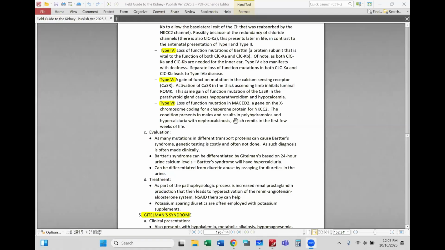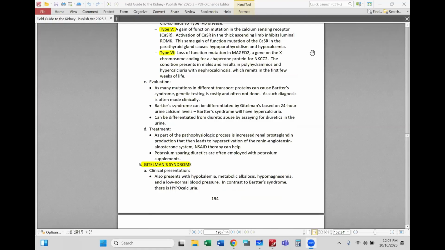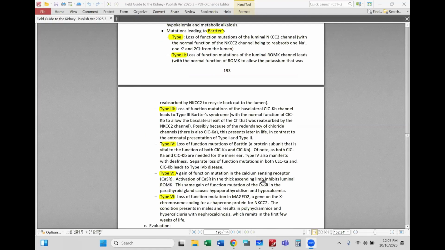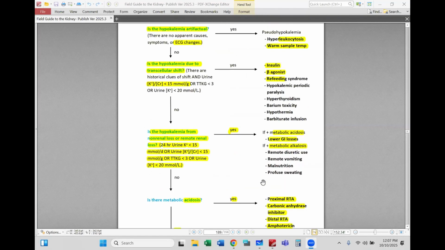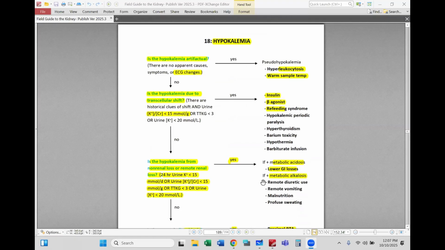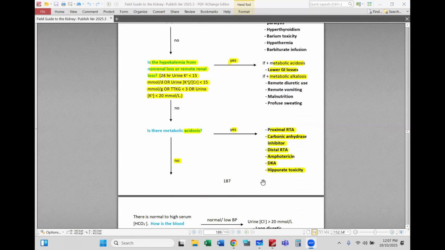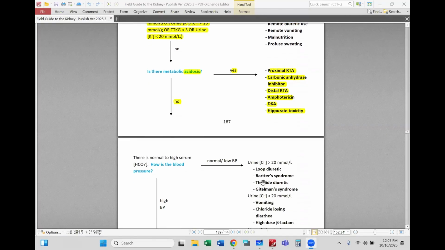All right, so let's continue our conversation around hypokalemia. And then we'll come back, as we had been doing, to the overall algorithm to approaching hypokalemia as we talk about the individual causes. So I'll remind you where we are now.